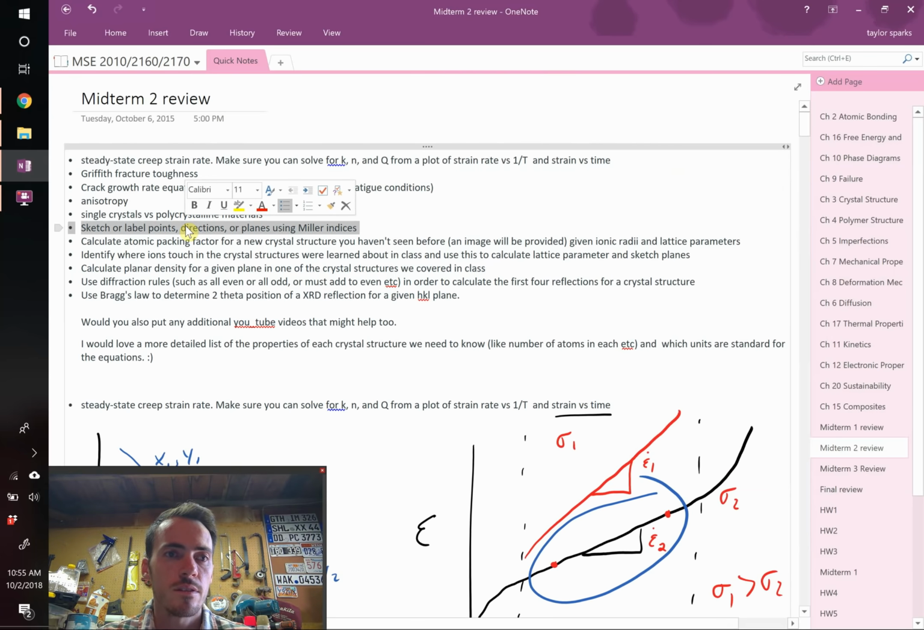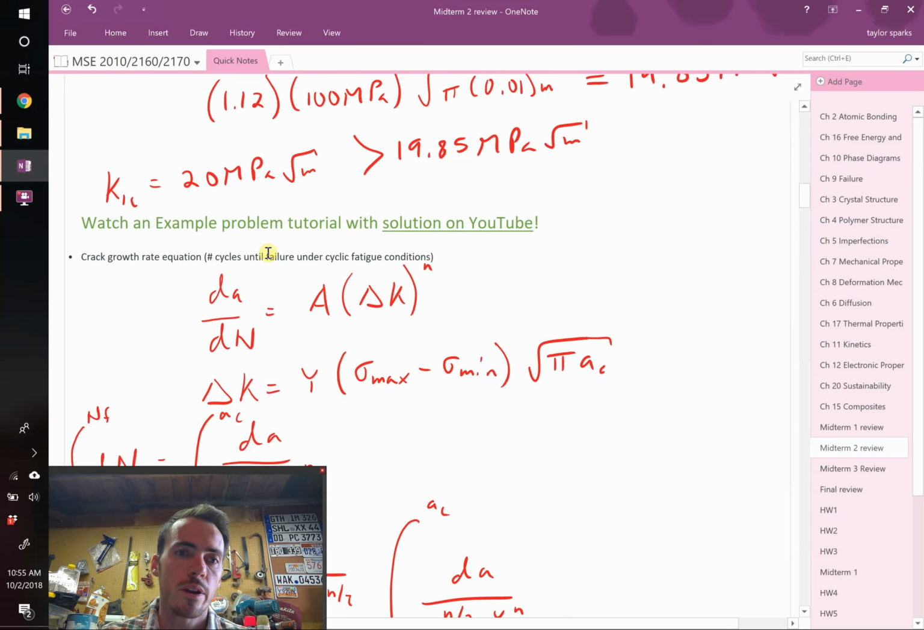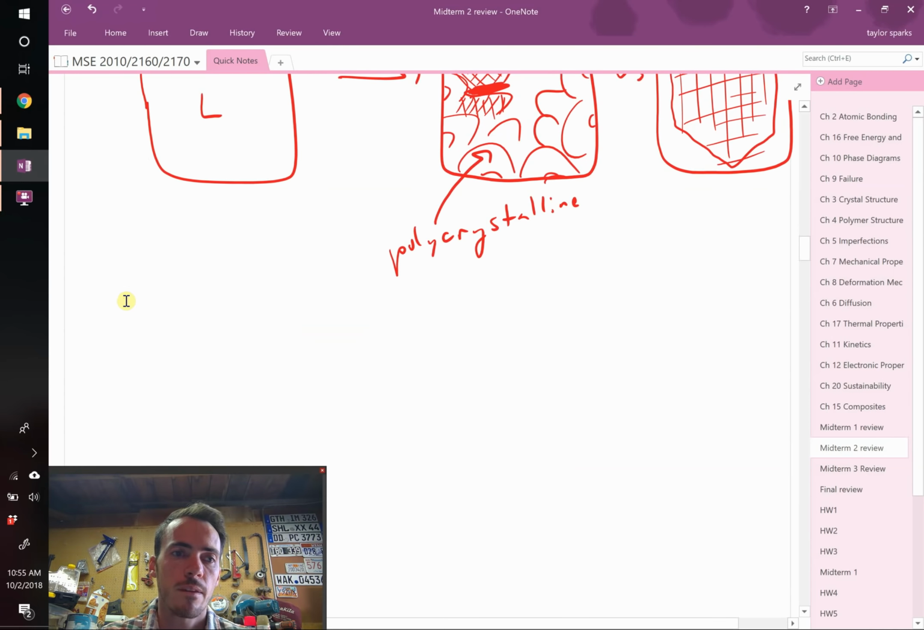Okay, this is sketching or labeling points, directions, and planes using Miller indices. Okay.